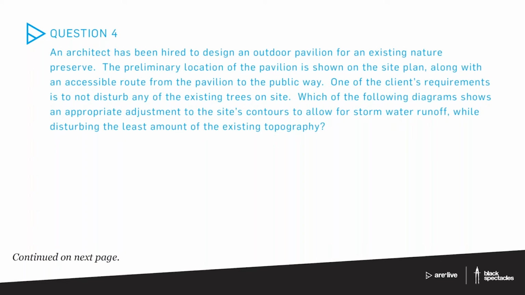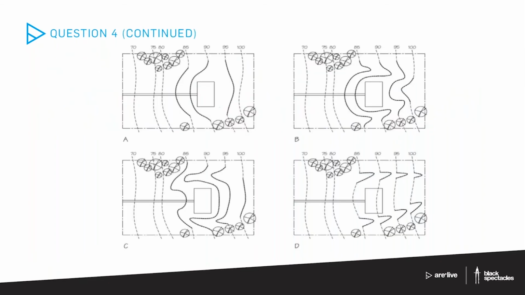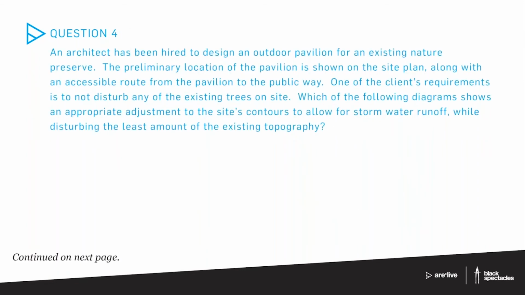An architect has been hired to design an outdoor pavilion for an existing nature preserve. The preliminary location of the pavilion is shown on the site plan. Just peeking ahead, that's going to be this in each of the answer choices, and along with an accessible route from the pavilion to the public way. One of the client requirements is to not disturb any of the trees on site. Which of the following diagrams shows an appropriate adjustment to the site's contours to allow for stormwater runoff while disturbing the least amount of existing topography?